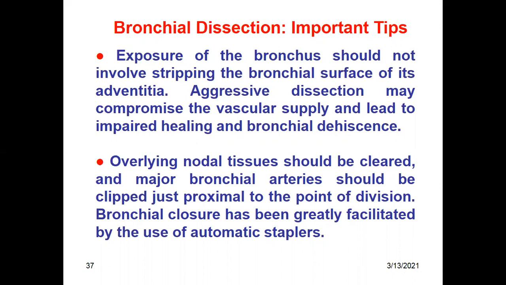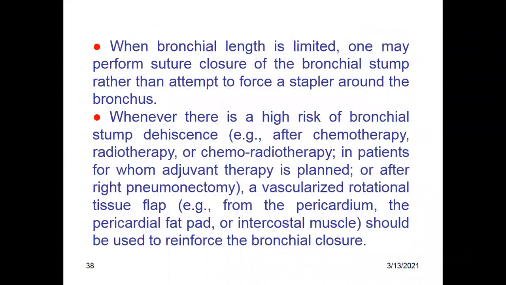The bronchi can be closed either by interrupted sutures or by using staplers. And when bronchial length is limited, sometimes we have a limited length of the bronchial stem, one may perform suture closure of the bronchial stem rather than attempt to use a stapler.